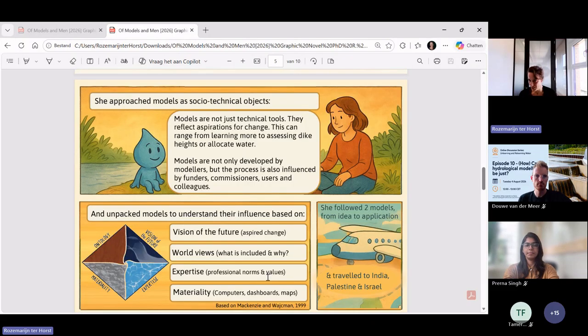Then there's also expertise involved. The way that we do modeling, a hydrologist might make a very different model than an economist. So your expertise and your way of doing things influences the tools that you have. And of course, it's very much related to how you see the world as well. Then the model is enabled or limited by the materiality: the computers that we have, the dashboards that we make, the maps. So how does the model exist in the world and how can we engage with it?